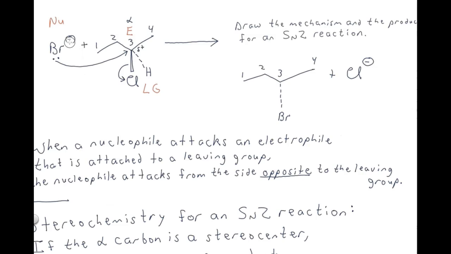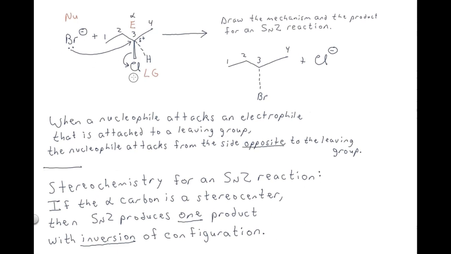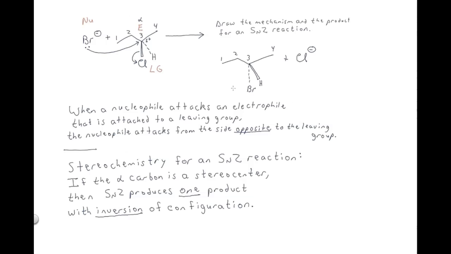Well, remember that this bromine is attacking from the side opposite to the leaving group. The chlorine is in front of the page, so the bromine is attacking from behind the page, and what happens then is as the bromine attacks from behind the page, it pushes the hydrogen out of the way. It pushes the hydrogen in front of the page. As the bromine attacks from behind the page, ending up on a dash, in order to make room, it has to push the hydrogen in front of the page. So the hydrogen will end up on a wedge.